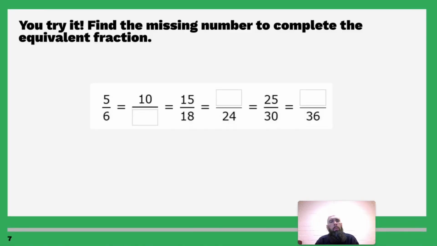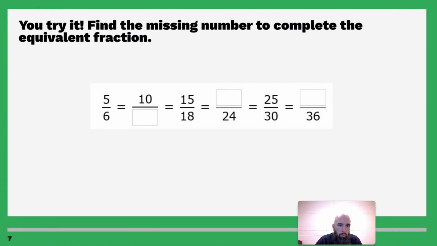So you try the next one on your own. What are you multiplying the top and the bottom by to get to the next one? Okay, you try. This is a little bit more complicated. I wanted to challenge you, though. I think you can do it. Pause the screen, give it a shot, come back and see what you get.